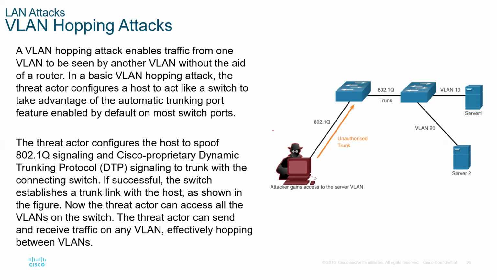All right. A VLAN hopping attack enables traffic from one VLAN to be seen by another without the aid of the router. Right. If you understand VLANs, we said if I have a device in VLAN 10 and a device in VLAN 20, without a router, traffic in VLAN 10 cannot go to VLAN 20. I think that's the knowledge we got from VLANs.